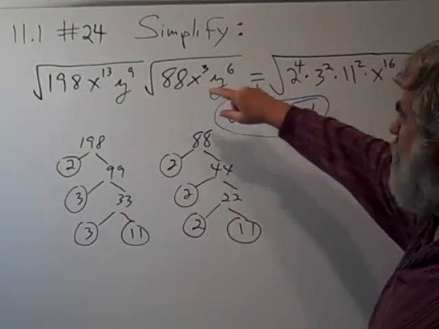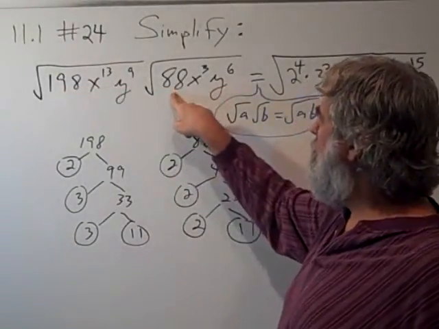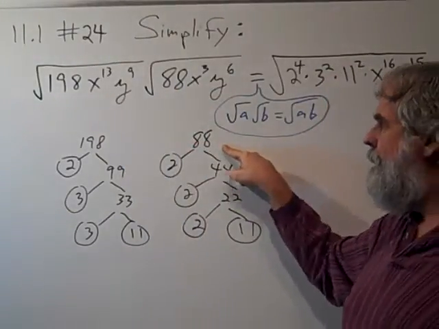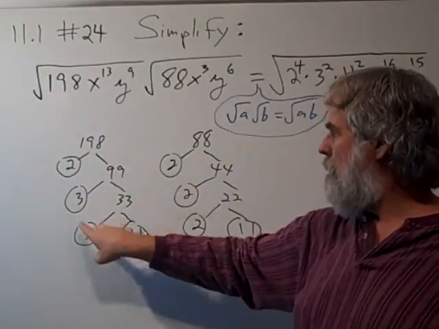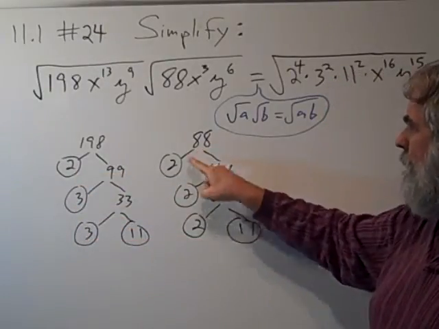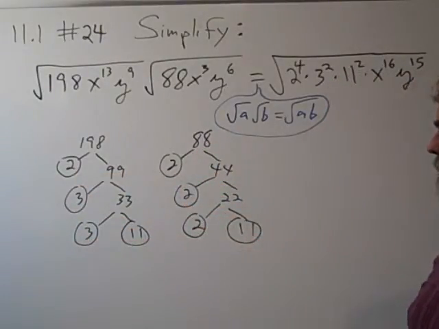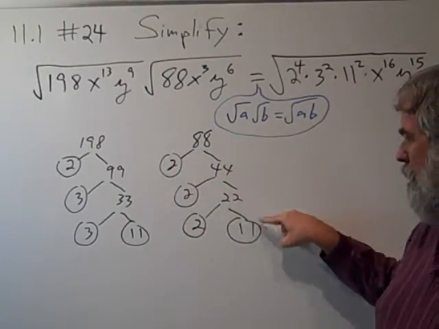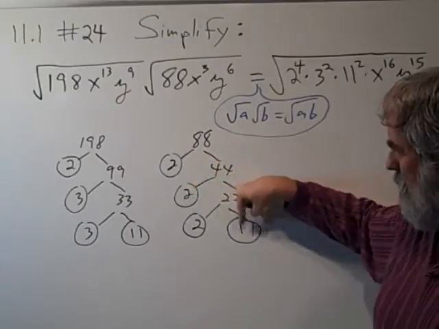Okay, for this one, our first step was to factor each of these coefficients. So I made a factor tree for 198 and for 88. 198 is 2 times 3 times 3 times 11. 88 is 2 times 2 times 2 times 11. 2 goes into 88 44 times, 2 goes into 44 22 times, 2 goes into 22 11 times, so 88 is 2 times 2 times 2 times 11.